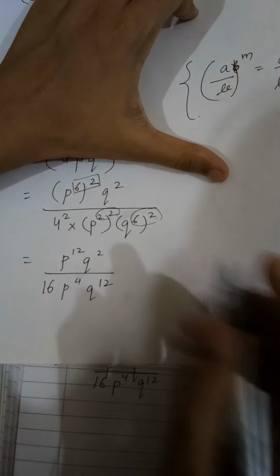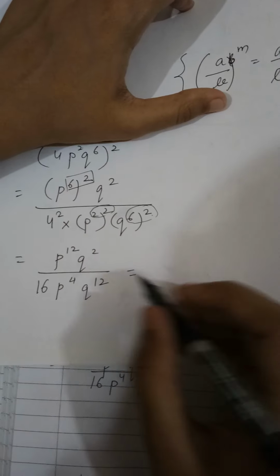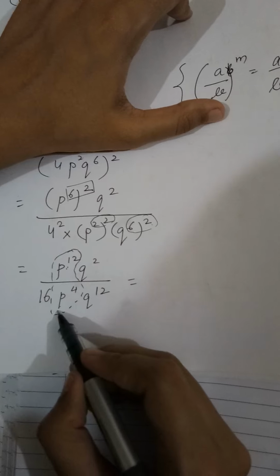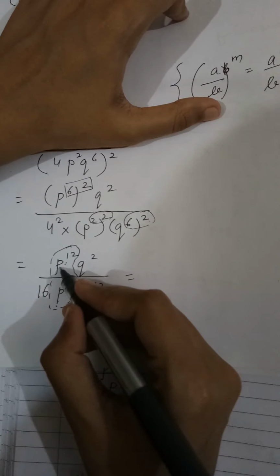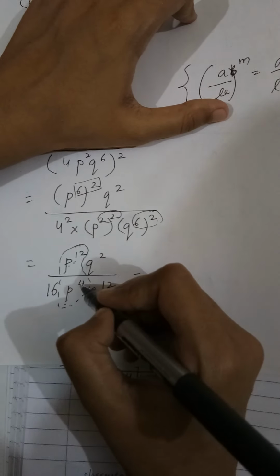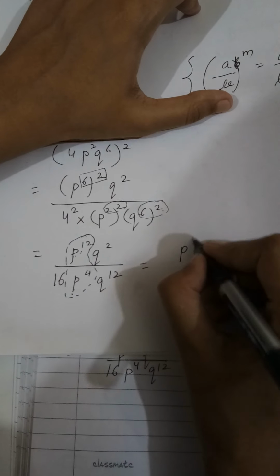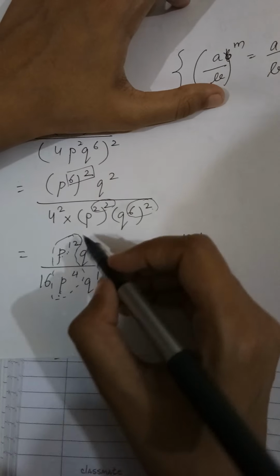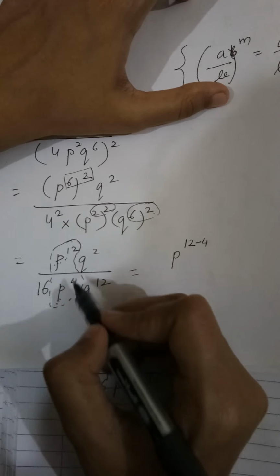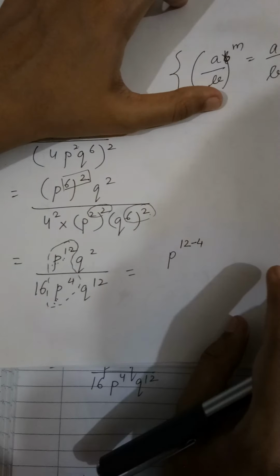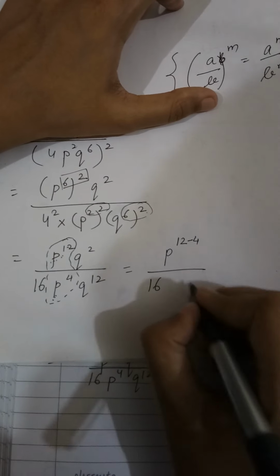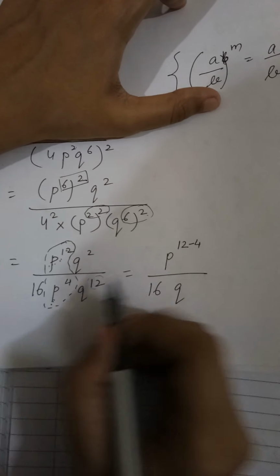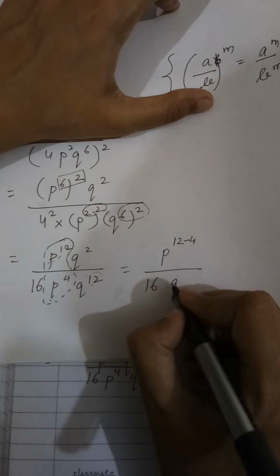Clear? Now when these are having the same base, and when same base is there, the powers we are going to subtract. So I am going to do 12 minus 4, when the base is same and they are in division, the powers are going to be subtracted. So I have subtracted upon 16 q. Now see, since 12 is greater, I can write 12 in the denominator also.